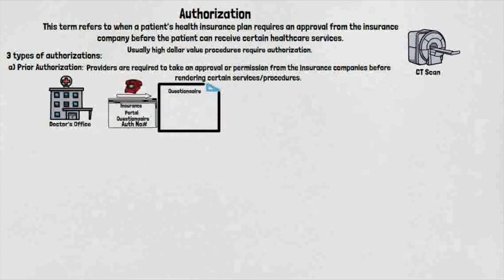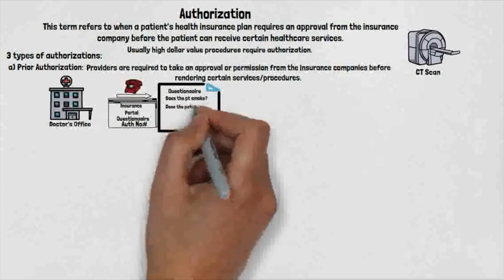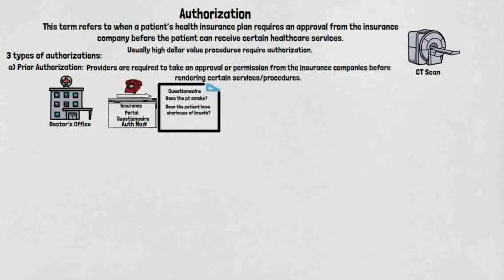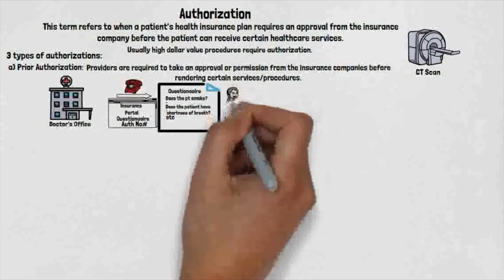Say for suppose the authorization request is for a cardiac related condition. Then the questionnaire will be about the patient's heart condition. Things like, does the patient smoke? Does the patient have shortness of breath, etc.